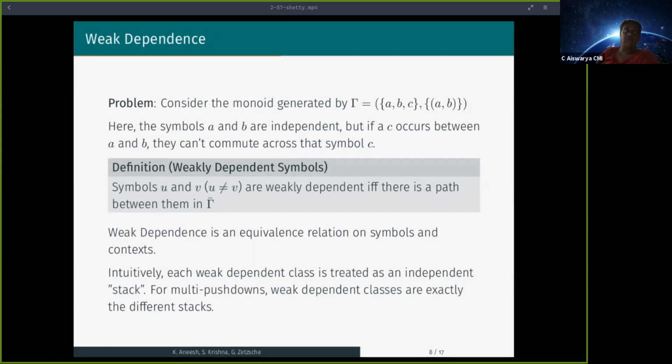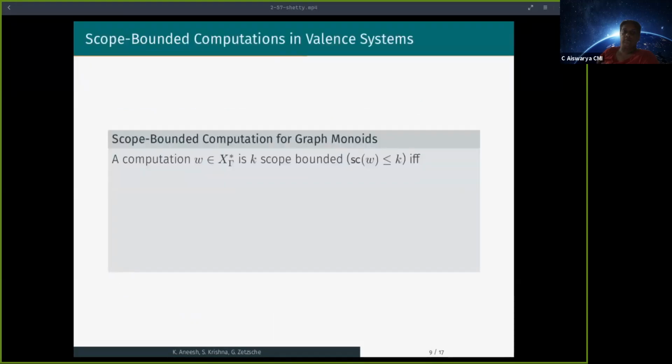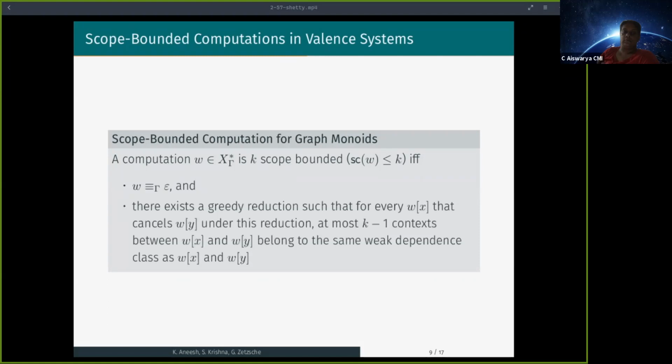With this, we can now define scope-bounded computations in valence systems. A computation W in a valence system with a graph monoid is k-scope bounded if and only if W can be reduced to an empty word and there is a greedy reduction of W to the empty word such that for every Wx that cancels with a Wy, under this reduction there are at most k-1 contexts between Wx and Wy that belong to the same weakly dependent class as that of Wx and Wy. Again, note that we do not restrict the number of contexts of the other weakly dependent classes.